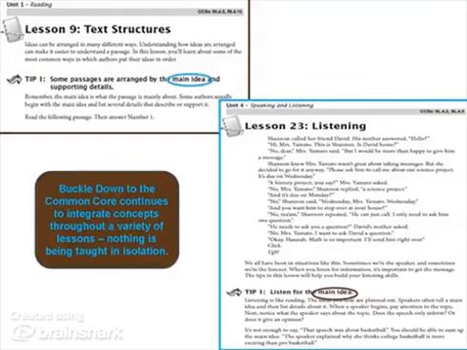Students are provided with the opportunity to learn and apply concepts to a variety of lessons and text genres to help them have a full understanding of each concept. The style and format of Buckle Down to the Common Core aligns perfectly with the standards and strands of the Common Core.